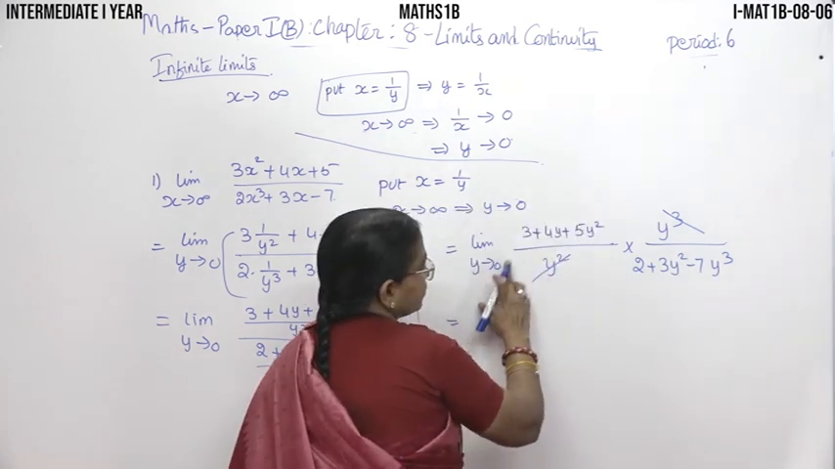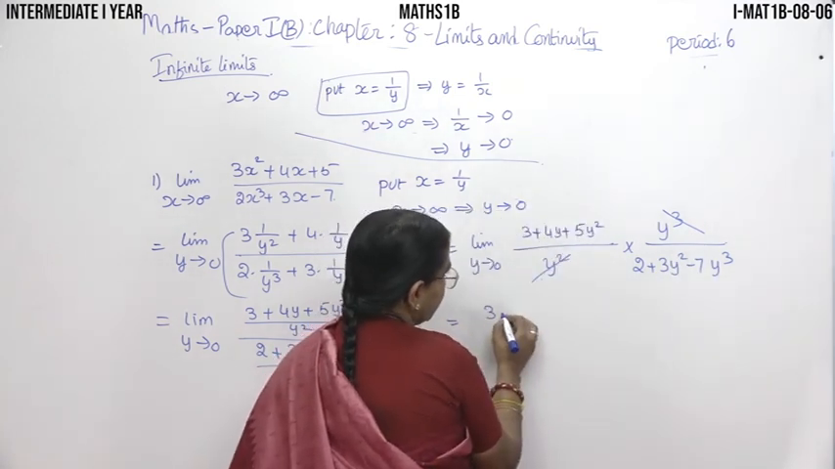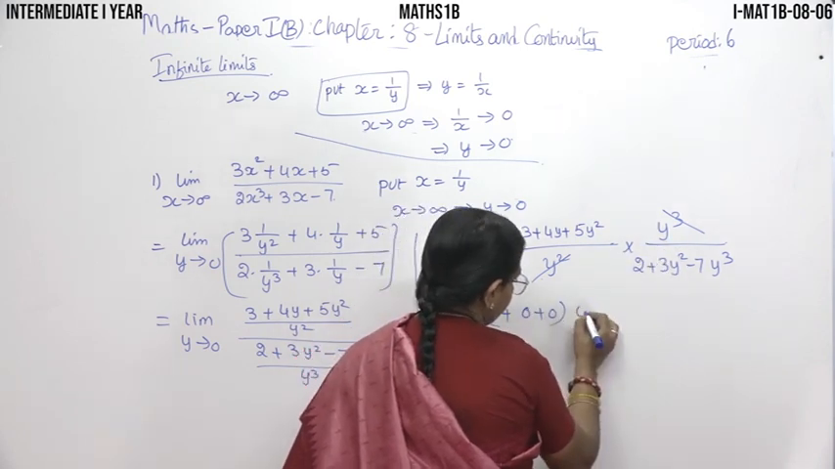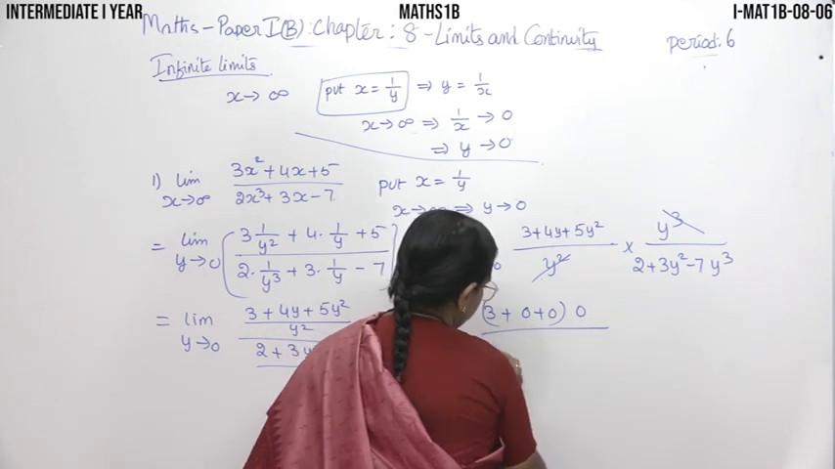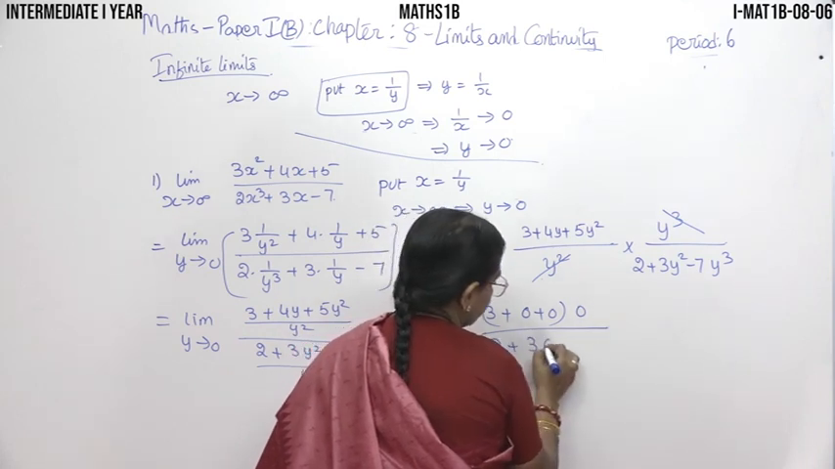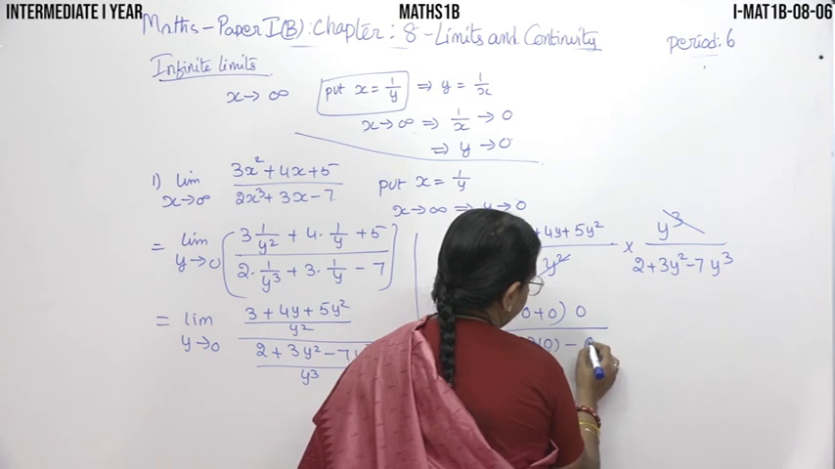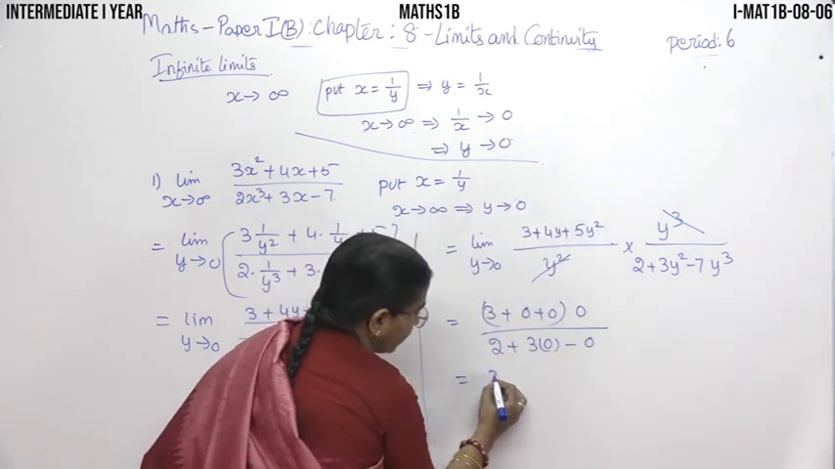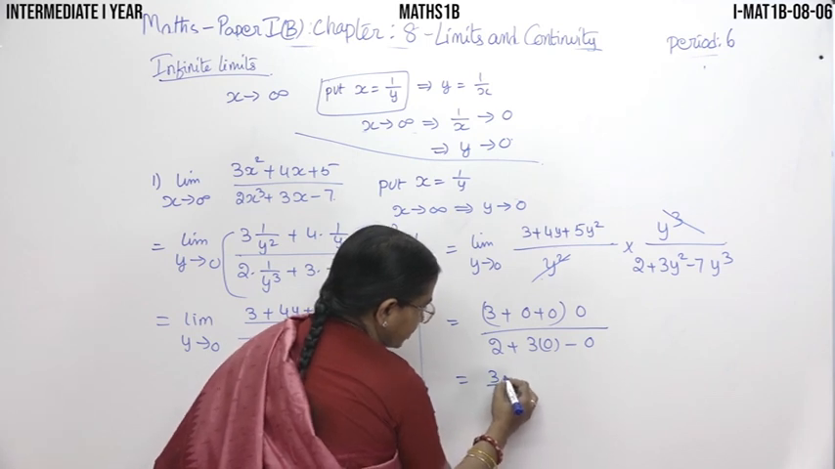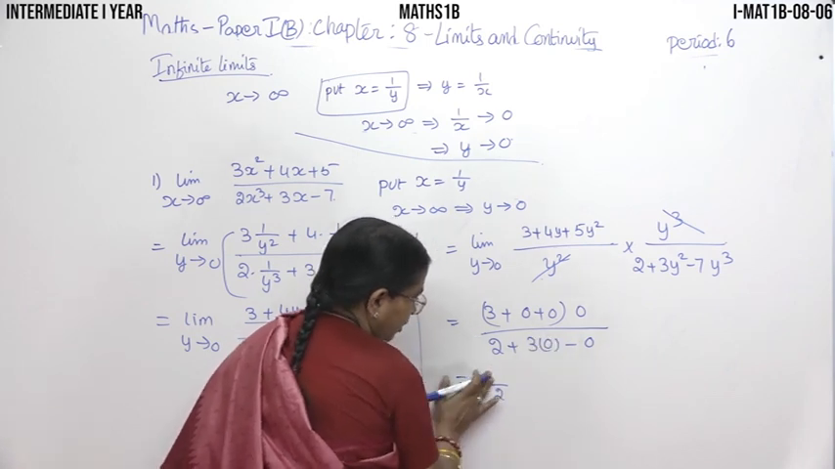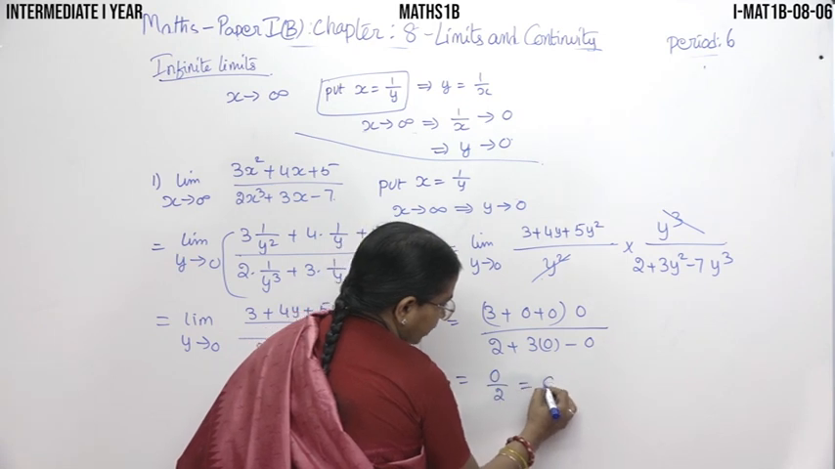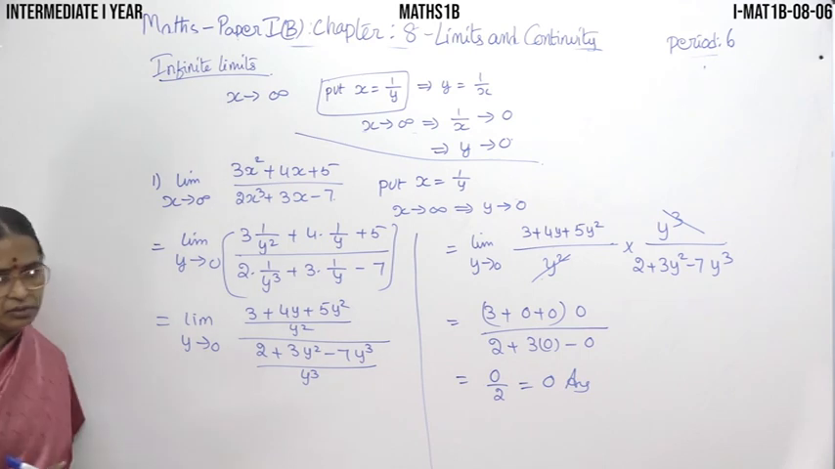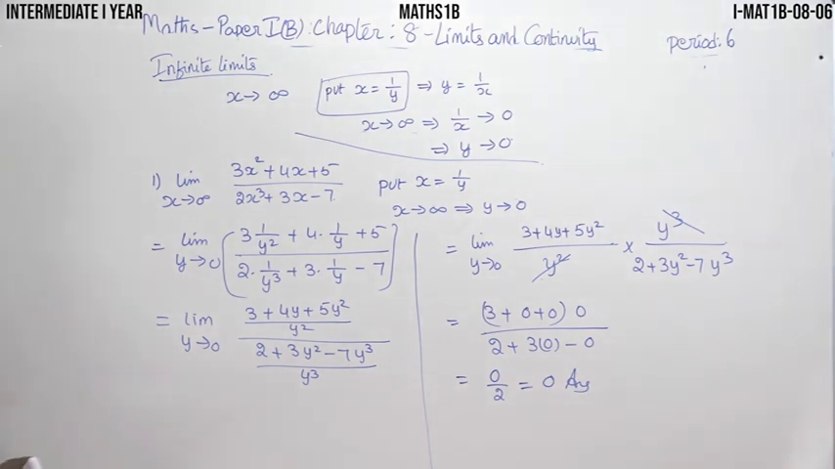So now substitute y as 0. So this is 3 plus 0 plus 0, into y is 0, by 2 plus 3 into 0 minus 7 into 0, which is 0. So now what is this? 3 by 2 into 0. 3 into 0 is 0 only. So it is 0 by 2. 0 by 2 is 0, the answer. So it is not indeterminate. It is not 0 by 0 form. It is 0 by 2. So like this we do.